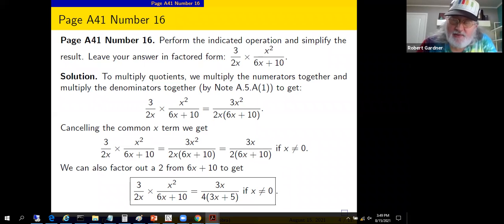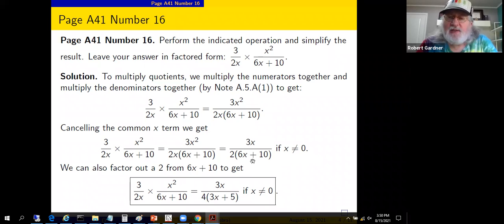Whenever you cancel like this, using variables, you have to make sure you haven't lost information. This contains the information that x can't be 0 because there's an x in the denominator that would make the denominator 0. This alone doesn't contain that information. So you've got to write it in by hand to make them equivalent statements.